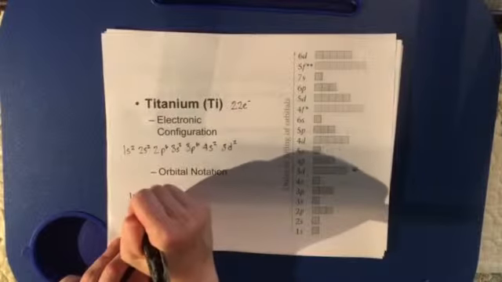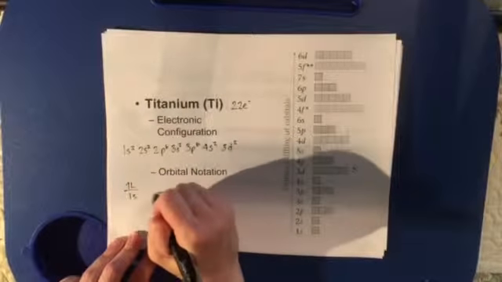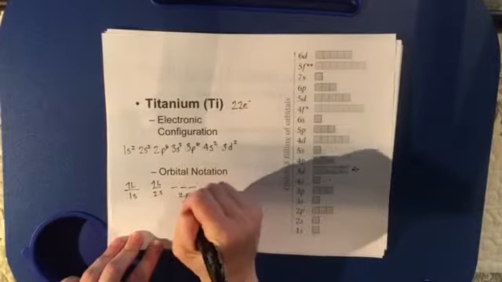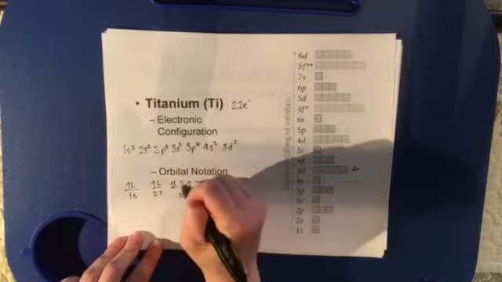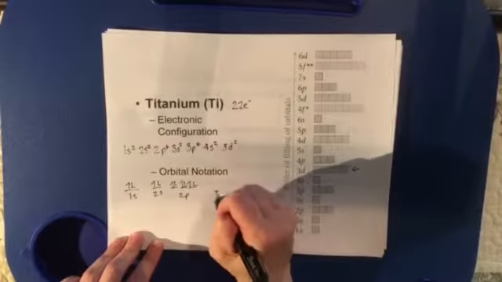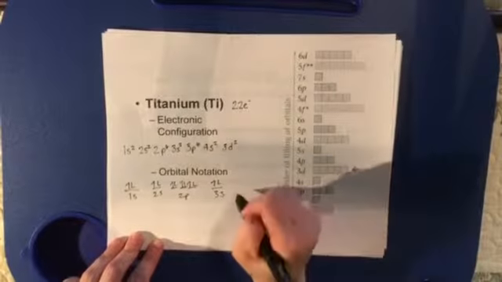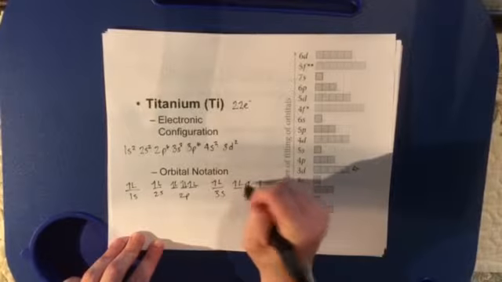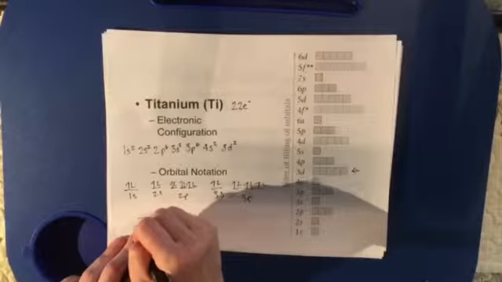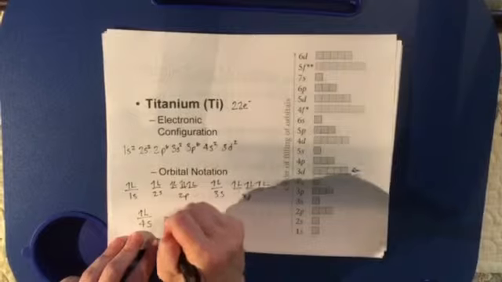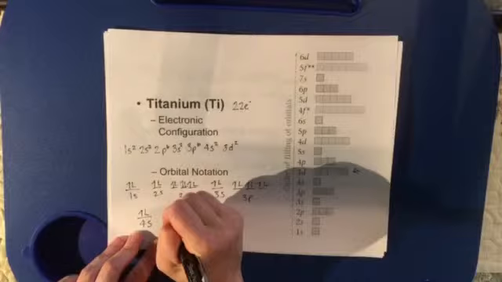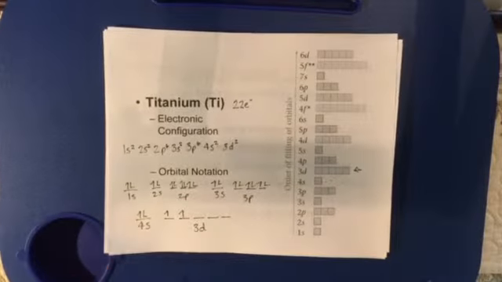Orbital notation: 1s, fill that, fill that. This is obviously much more tedious. 3s, 3p, fill that, 4s, and then 3d. 1, 2, 3, 4, 5. Like that. That's how I will put those 2 last electrons in there.